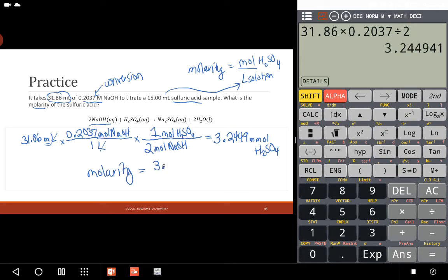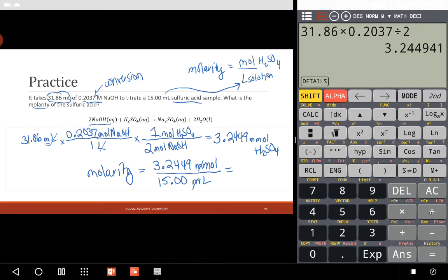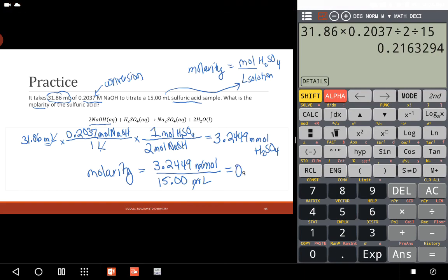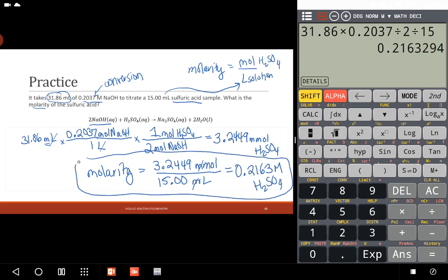So my molarity is equal to 3.2449 millimoles divided by 15.00 milliliters. Now the millis cancel out, and then I'm left with moles per liter. So I have to take this number and divide by 15, which is 0.21632 molar H2SO4. There we go.